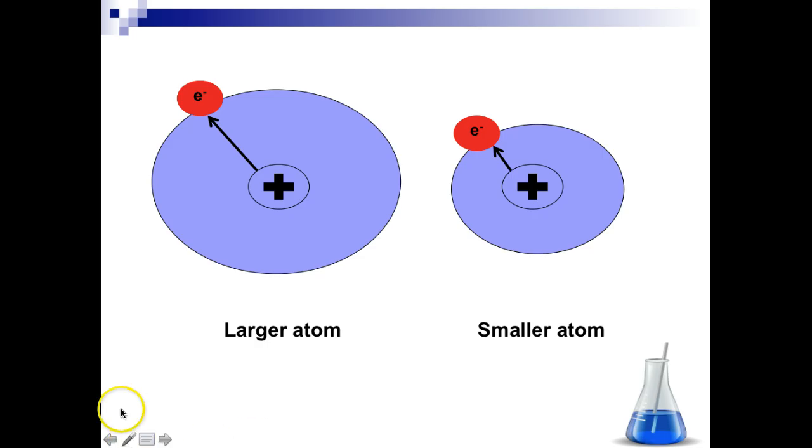So let's look at this in a picture representation. We have a larger atom here on the left. We have a nuclear pull, but remember this atom is larger, so it'll be very easy to get rid of this electron because this is not as strong, say, as a smaller atom. Here's a smaller atom, positive nuclear center. This is a stronger pull or attraction between the electron and the nucleus because there's less distance there.